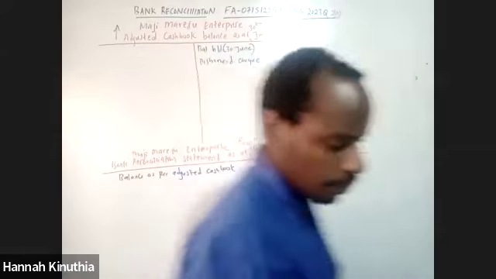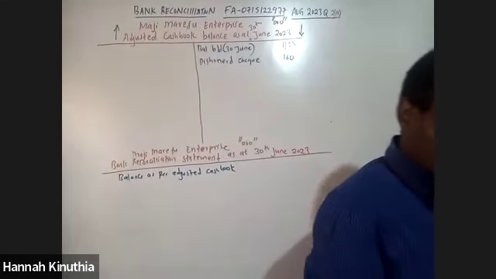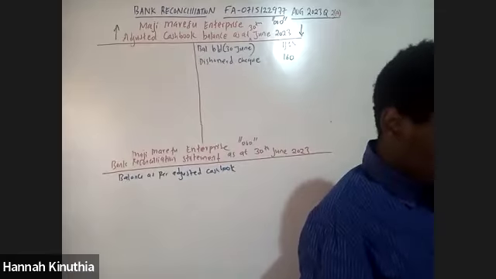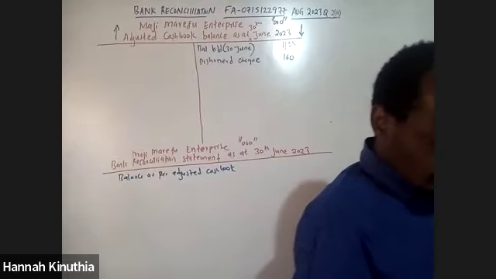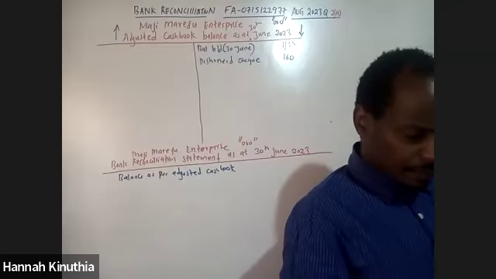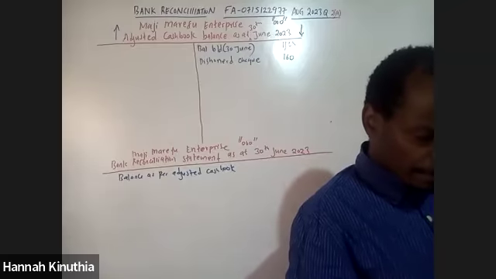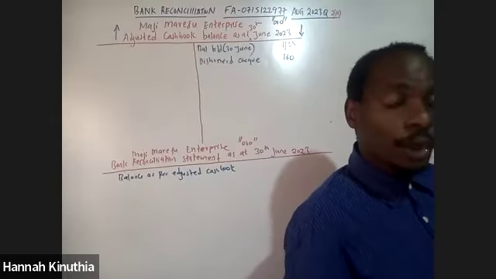$160. Tuko sawa hadi hapo? That is number 1. Number 2. Let's read number 2. Number 2 anasema, during the month of June 2023, a dividend. So remember, no adjustments was made on cash book.